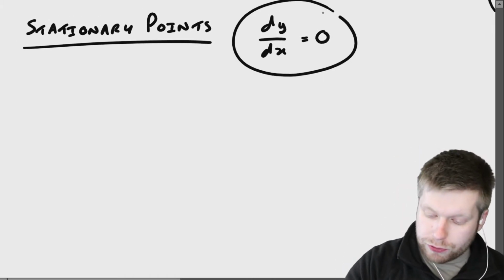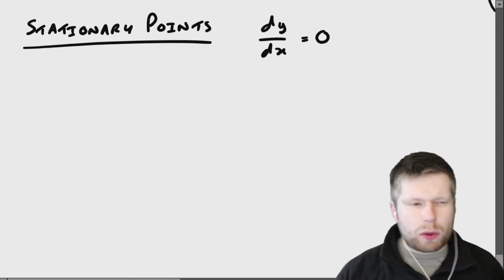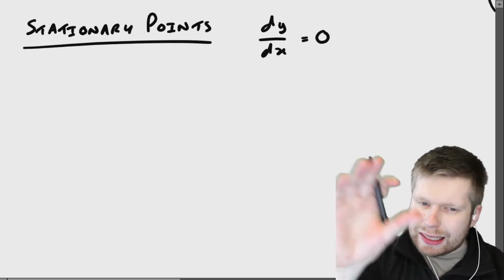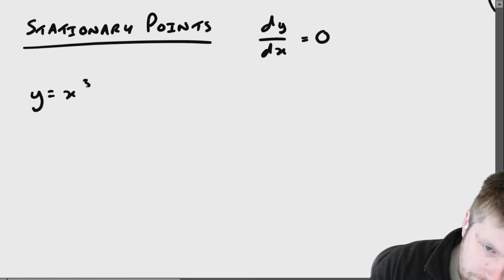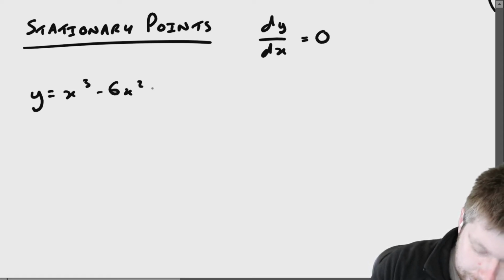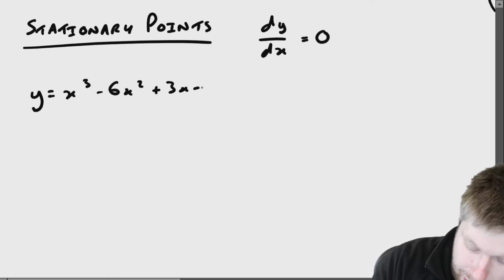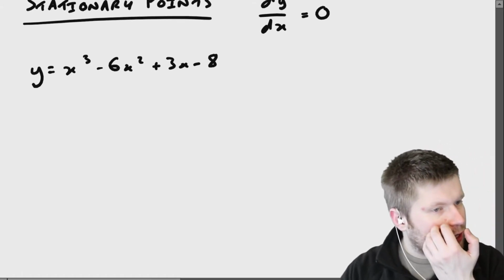Usually this is only enough to find an x value, but to find the corresponding y value, I'll just stick it in my original function. Let's do an example. Let's try y equals x cubed minus 6x squared plus 3x minus 8. Let's find the stationary points of this function.